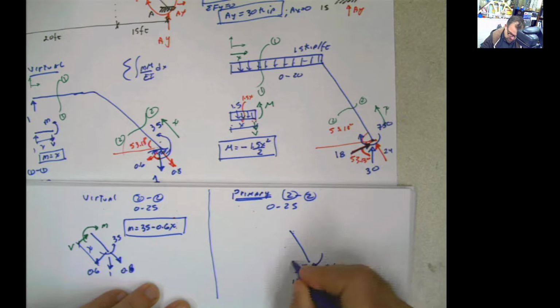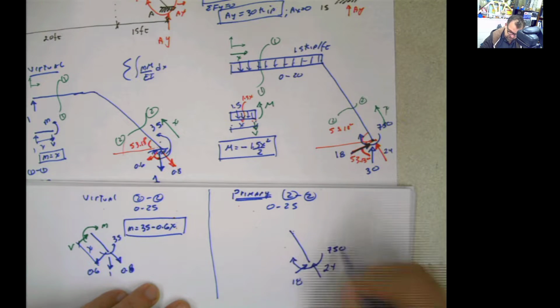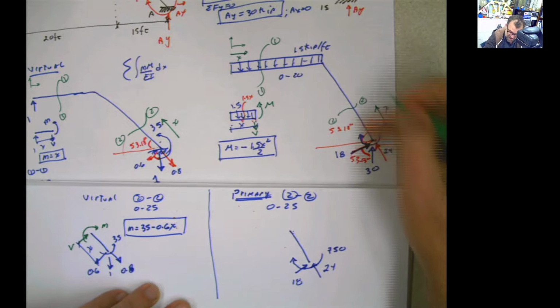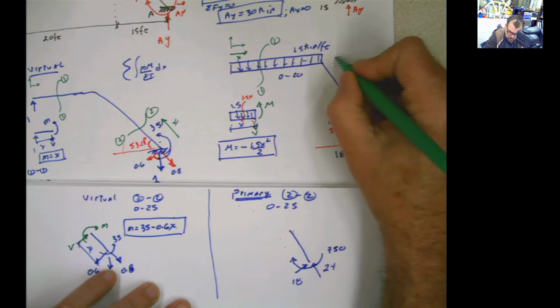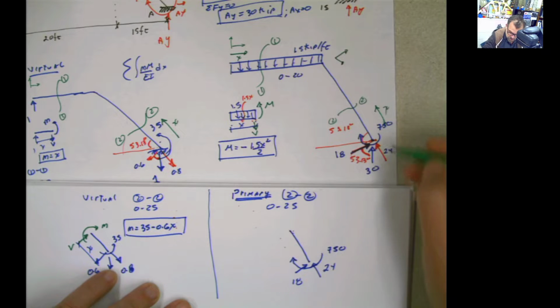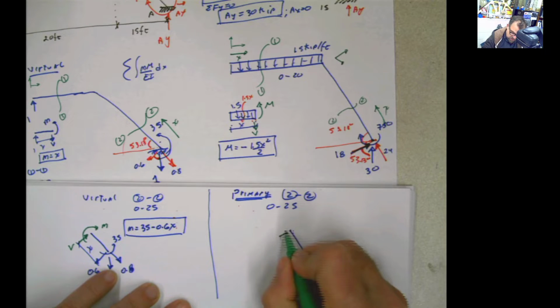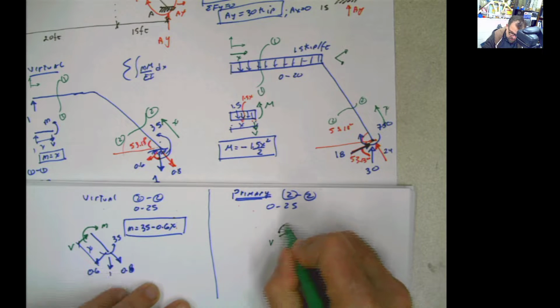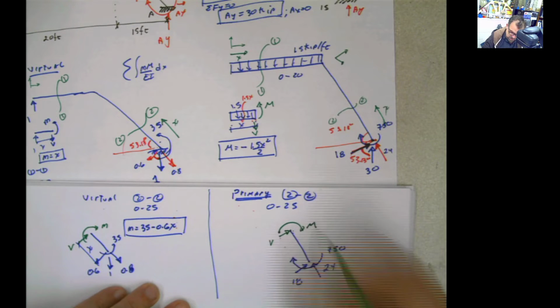This moment here is 750. Now when I put my accepted positive convention, because I'm using this side, my local system will be like that. But I'm measuring from this side. That means I'm looking at the other side of the beam, and this is going to be shear, and this is going to be M.